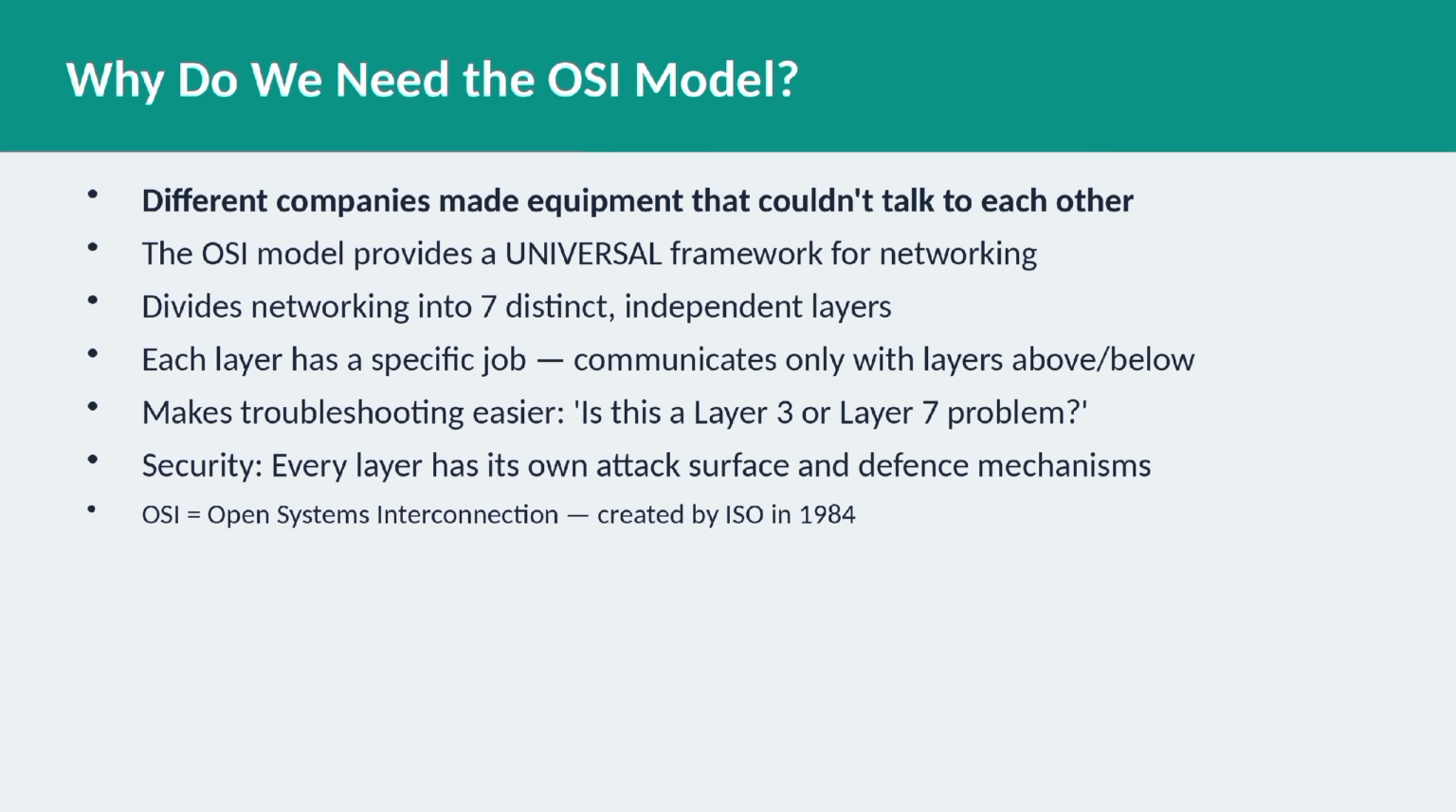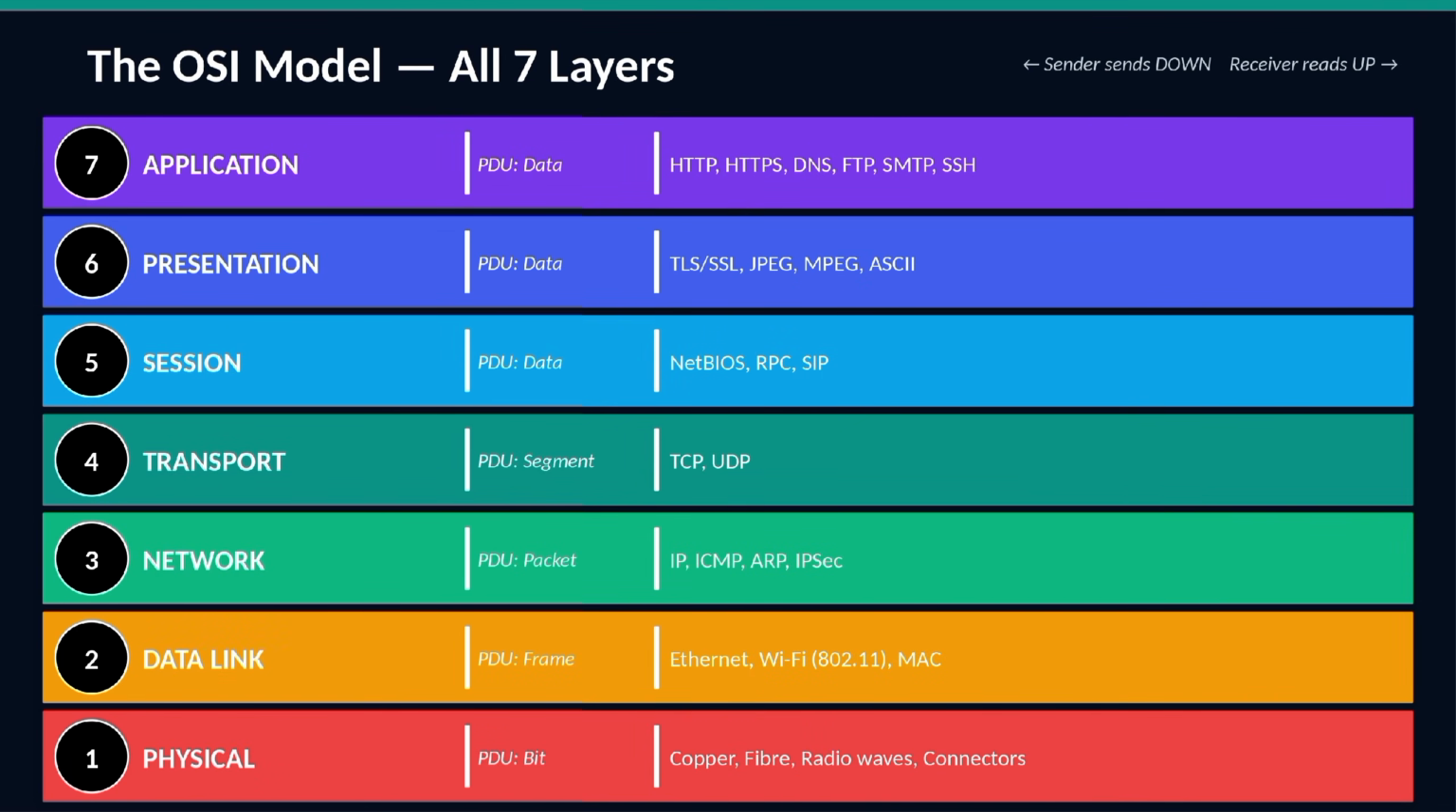So in the 1980s, the ISO, that's the International Organization for Standardization, created the OSI model. That stands for Open Systems Interconnection. The OSI model is a conceptual framework, a way to describe how network communication should work. It's divided into 7 layers. Each layer has a specific job. Each layer talks to the layer above it and the layer below it.